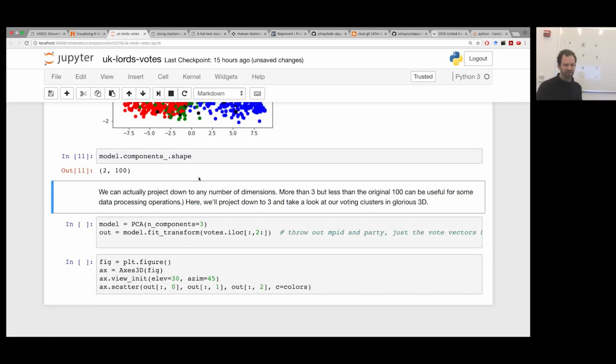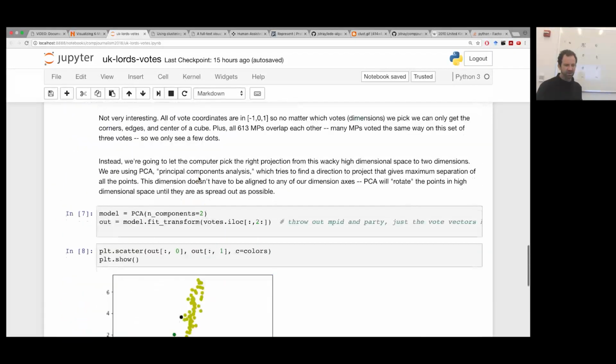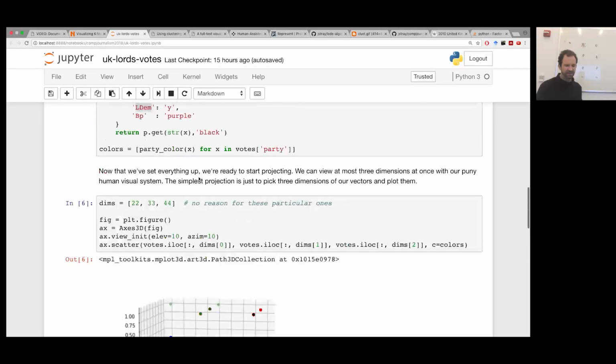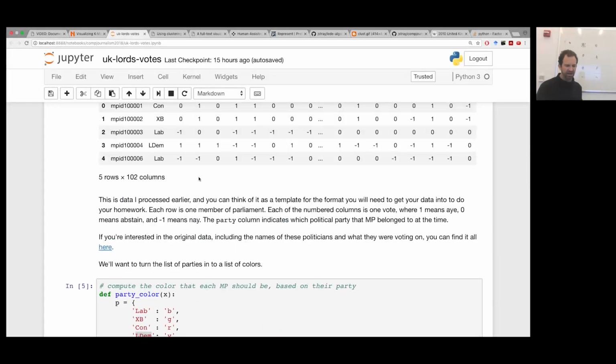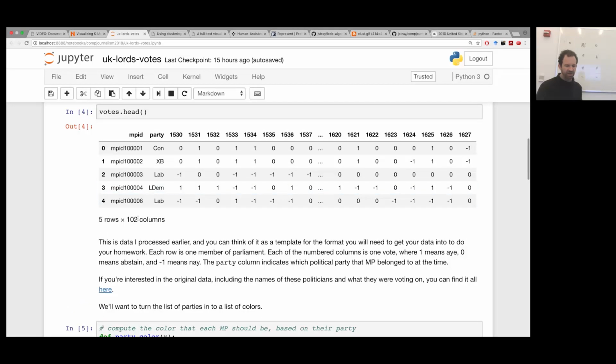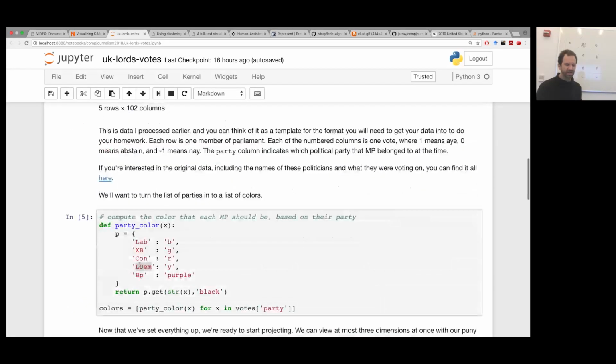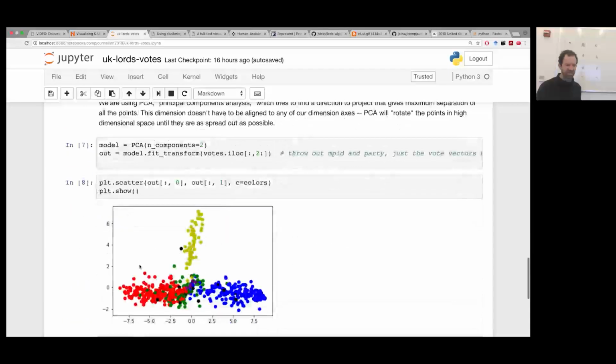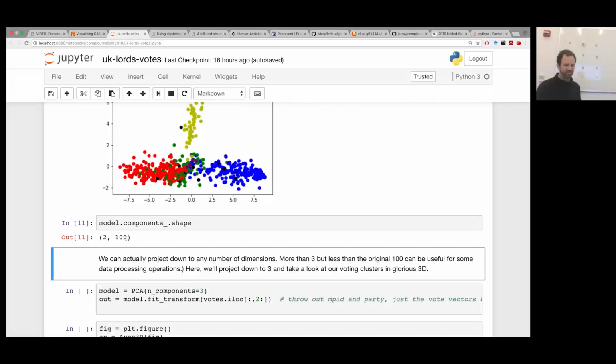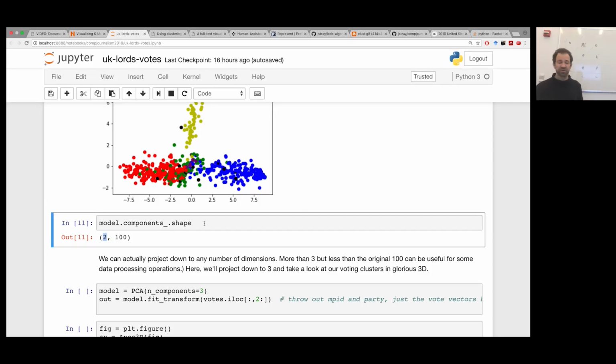2, 100. So notice I had 100 votes here. I had 102 columns because I also had these two, but I just used the voting data. So this has as many columns as votes, and then it has 2 because I asked it to build me a 2-dimensional projection. So what I end up with is two 100-dimensional vectors, which is a coefficient for each bill.